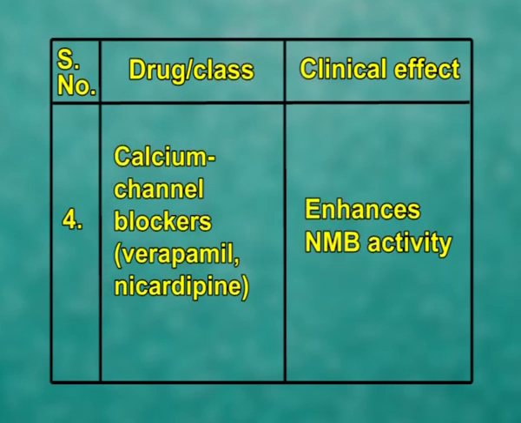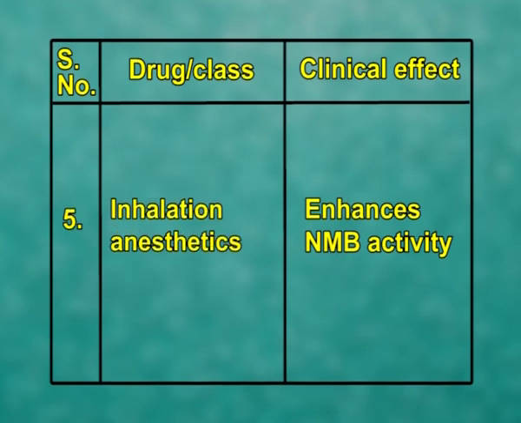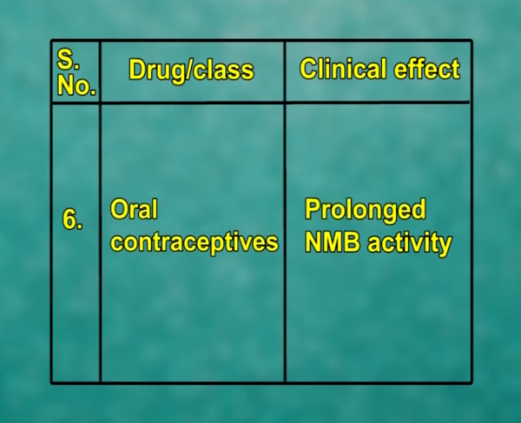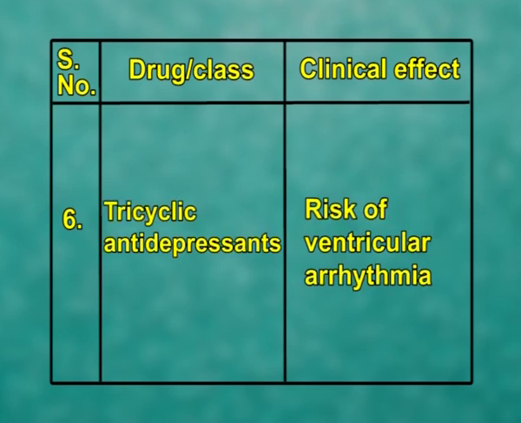Fourth is calcium channel blockers, for example, verapamil and nicardipine. It mainly enhances the NMB activity. Fifth category is inhalational anesthetics, mainly enhance the NMB activity. Sixth category is oral contraceptives. It mainly prolong the NMB activity. And the last one, as you can see over here, tricyclic antidepressants. The main clinical effect is risk of ventricular arrhythmia.